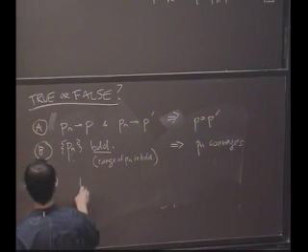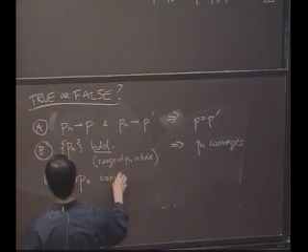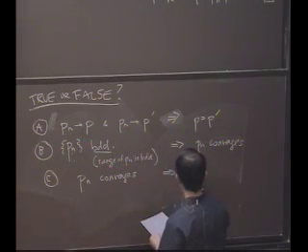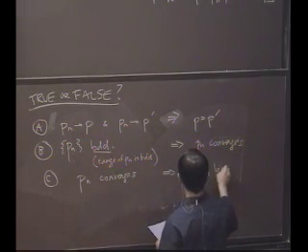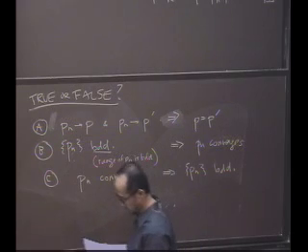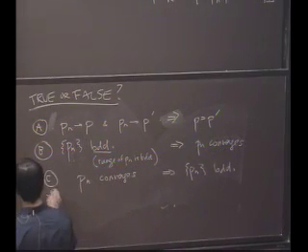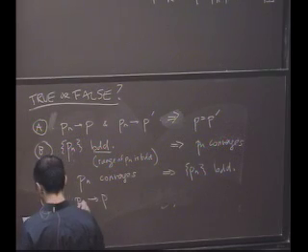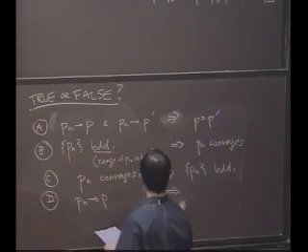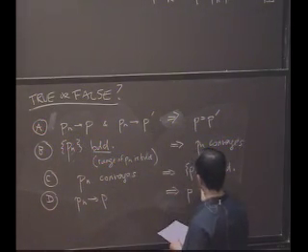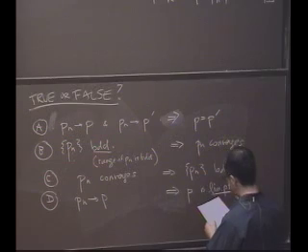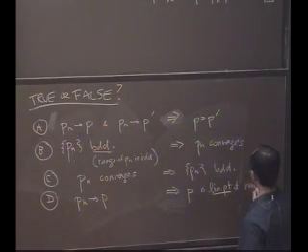Statement C. If Pn converges, does that mean that Pn is bounded? Statement D. If Pn converges to some P, does that mean P is a limit point of the range of Pn?